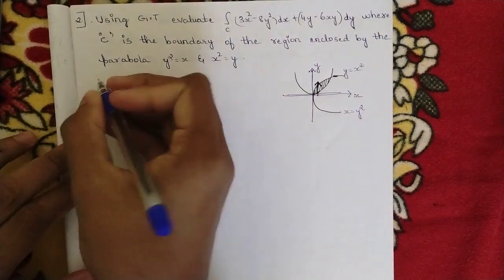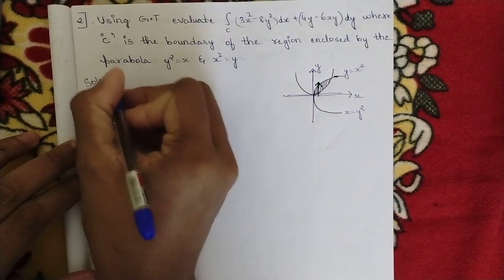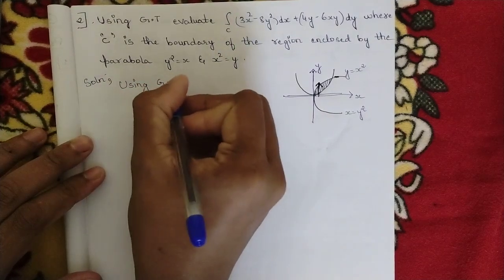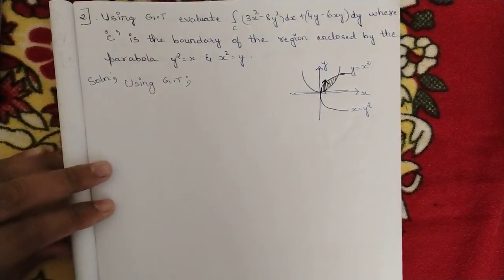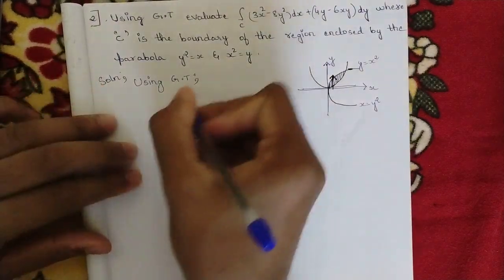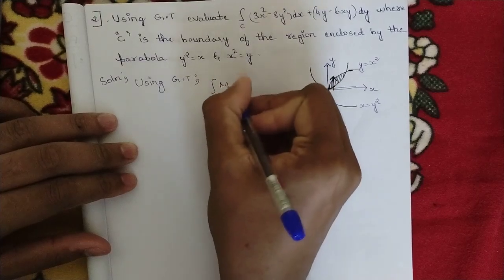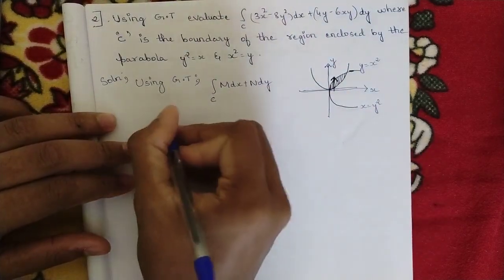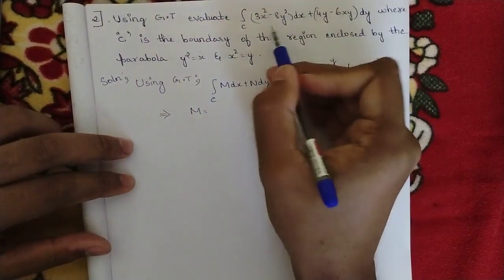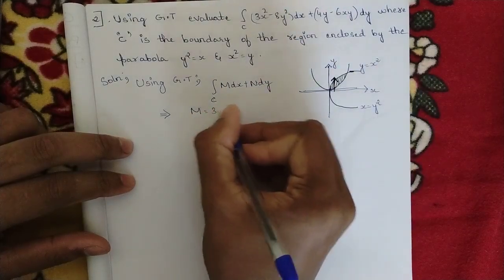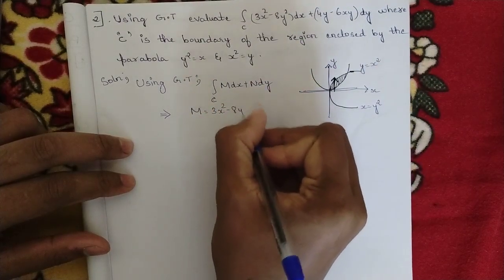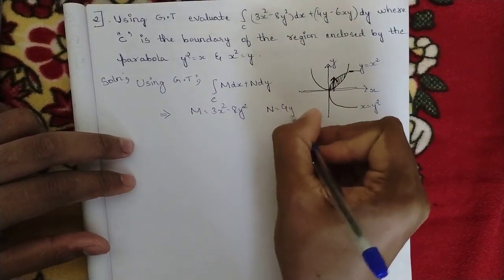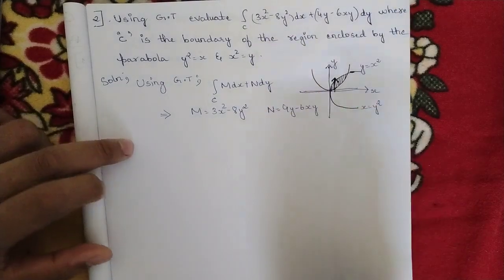First apply Green's theorem, GT, that is the closed integral of m dx plus n dy. So here in place of m we have 3x square minus 8y square, and in place of n we have 4y minus 6xy.